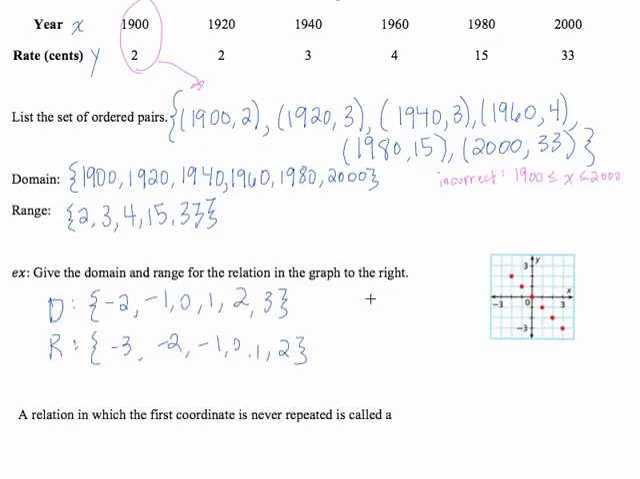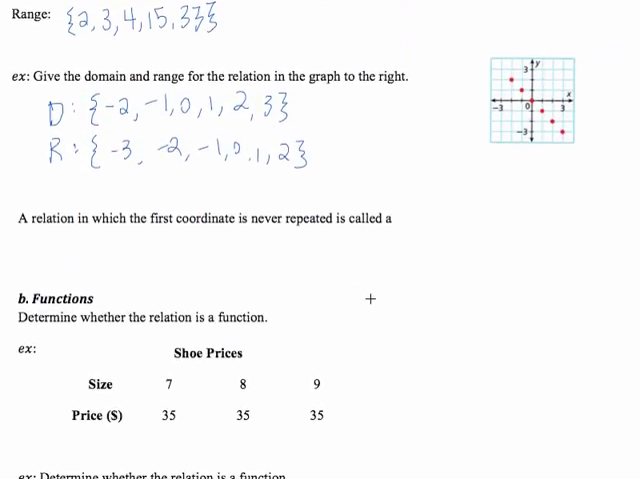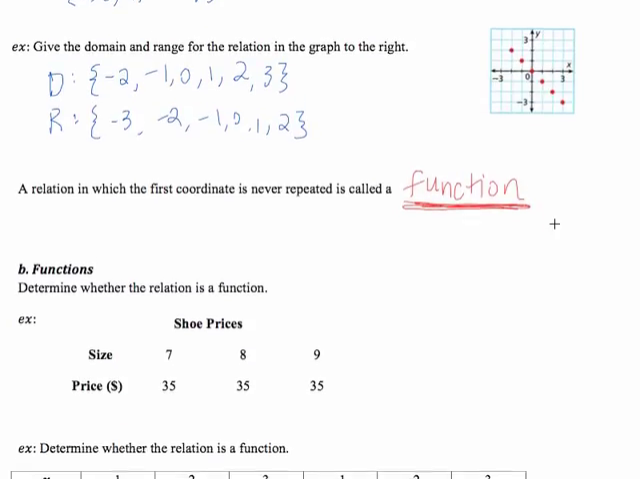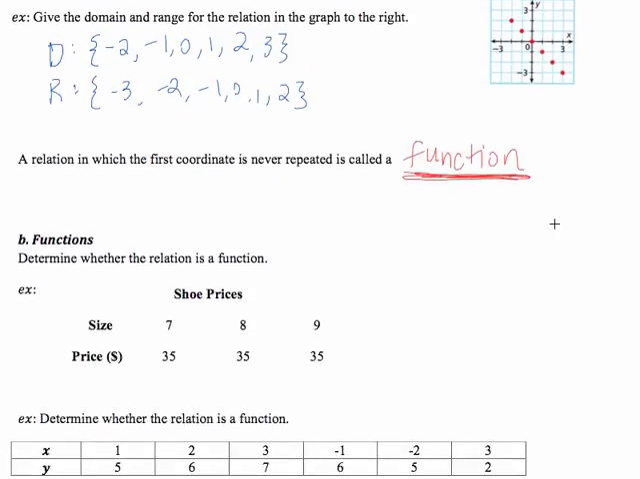That's a domain and range, or how you can find them given a graph. A relation in which the first coordinate is never repeated is called a function. It's a special type of relation. It's very commonly used in math. So it's called a function. A function is a relation in which the first coordinate is never repeated.